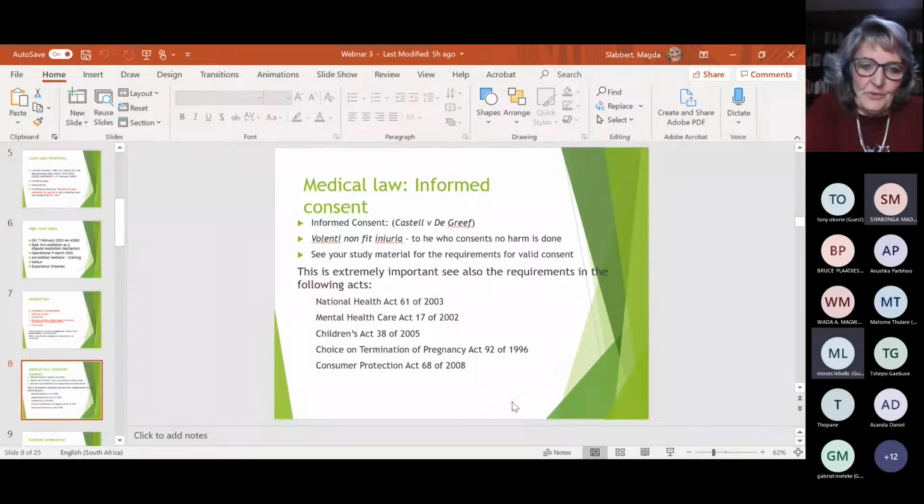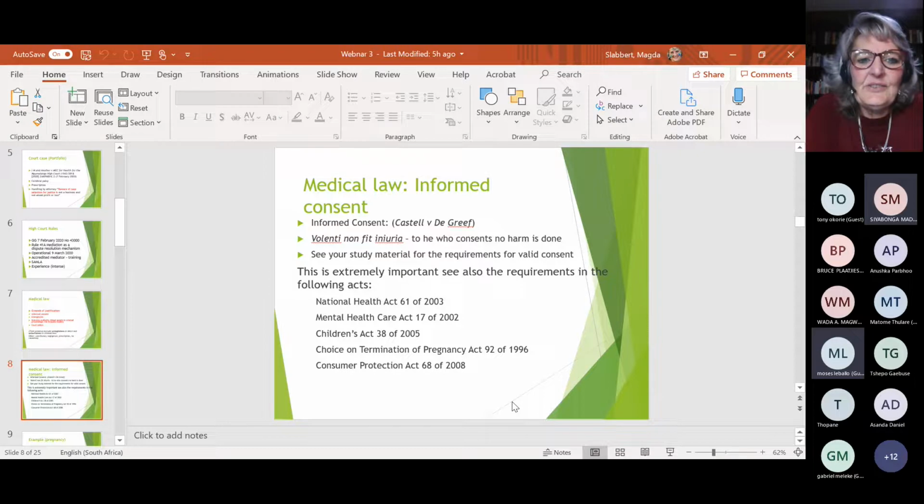So please go back to your study material and see the requirements for valid consent. And in a nutshell, I'm just going to explain this. Valid consent is that you, the patient, should understand what the doctor is saying. In other words, the doctor must speak in a language understandable to the patient, but also on the level of the patient. Is the patient an intellectual person or an illiterate person?